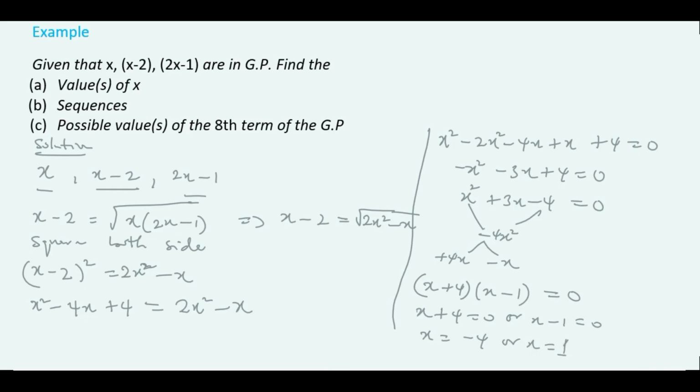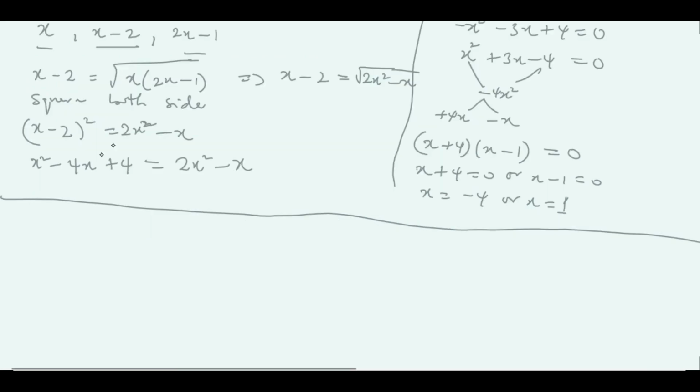These are the values. Look at what they said there: find the value or values of x. Then the next thing is that we have to find the sequence. To find the sequence here, this is x. It's minus 4. For x equals minus 4, what do we have here? You have minus 4, minus 4 minus 2 is minus 6. And here, 2 times minus 4 is minus 8, minus 1 gives you minus 9.